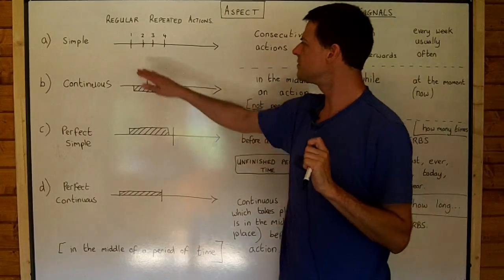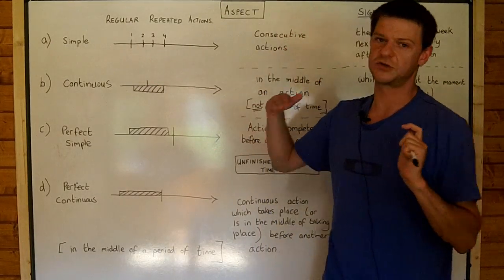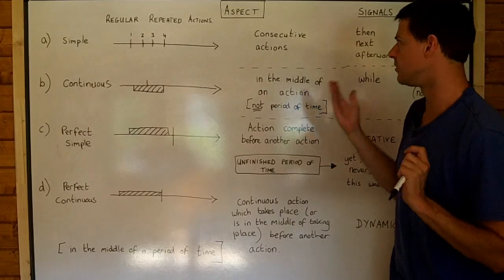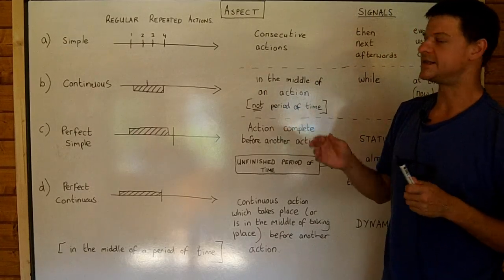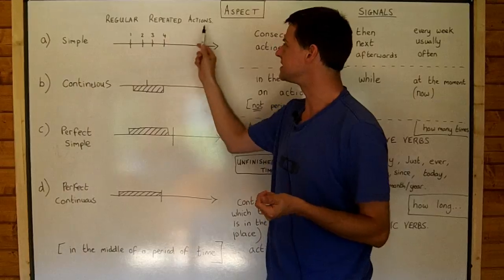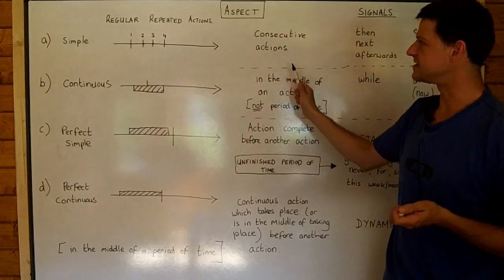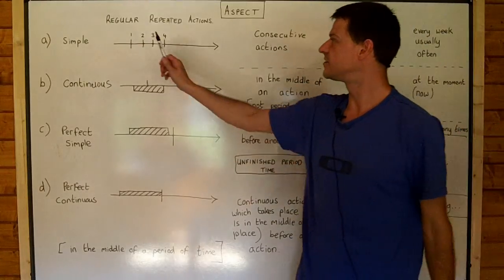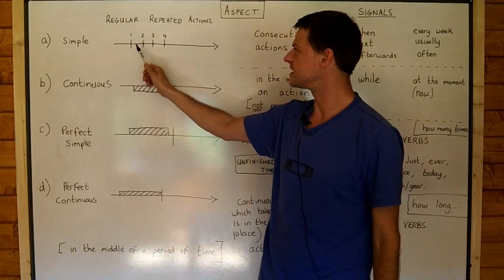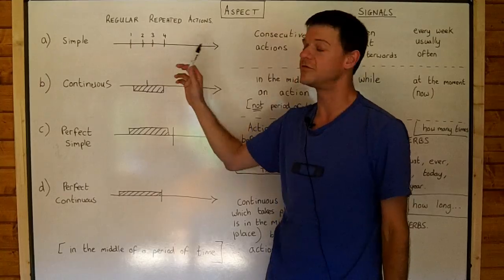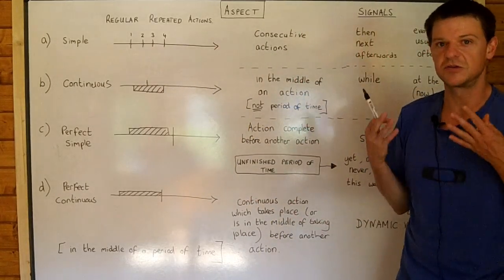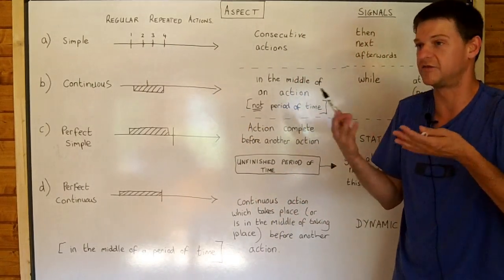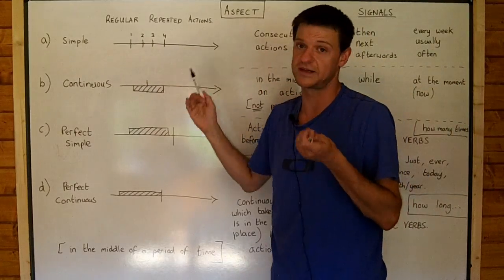Now, for the simple aspect, which could be present simple or past simple or future simple, the main idea is that it's for regular repeated actions. They're consecutive actions as well. Consecutive means that they happen in order. So the first thing happens, then the second thing happens, then the third thing happens, then the fourth thing happens. This is your standard way of telling a story in the past.